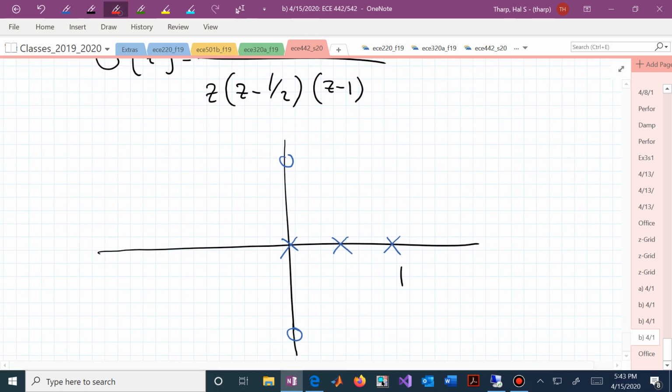We still can get quite far with respect to our sketch. We know this segment belongs to the root locus, and we know this segment belongs to the root locus. How many root locus branches do we have? We actually have 3 because we have 3 poles. We have a branch here that goes to the right. We have a branch here that goes to the left. This one's going to the left.